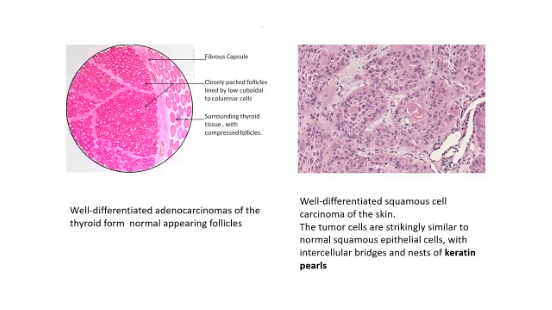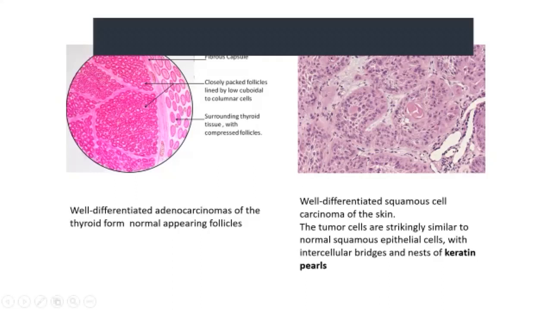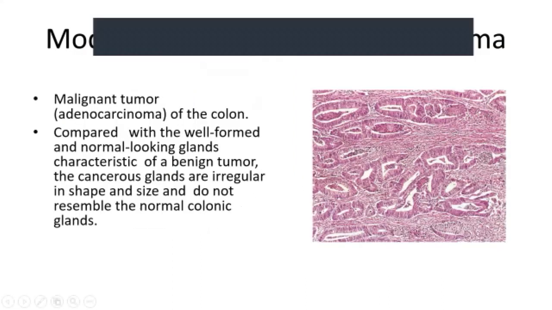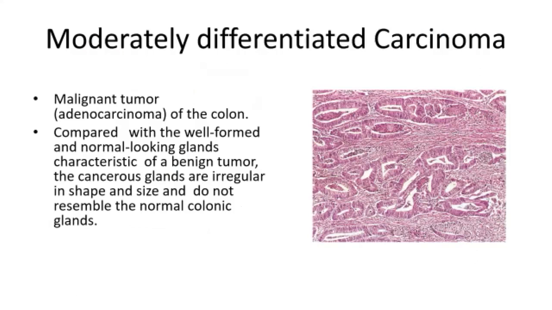This is an example of well differentiated squamous cell carcinoma of the skin. The tumor cells are strikingly similar to the normal squamous cells, and in fact, they have intercellular bridges, and these are the keratin pearls. Then we have a moderately differentiated carcinoma of the colon, compared to the well-formed glands which are characteristic of benign tumors. They are irregular in shape and do not resemble normal colon.